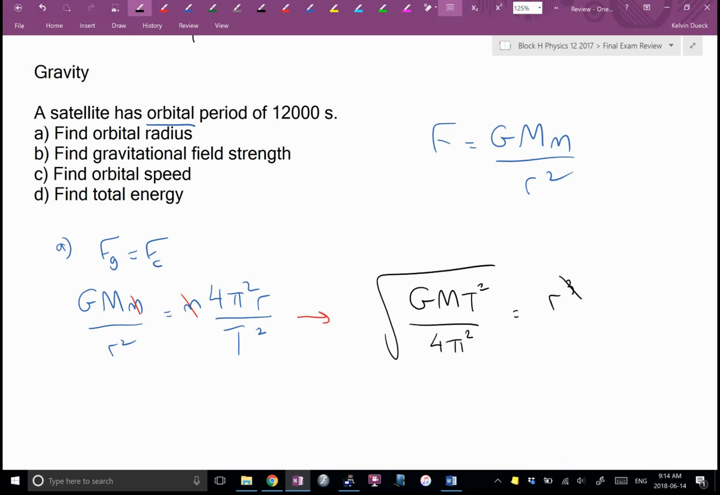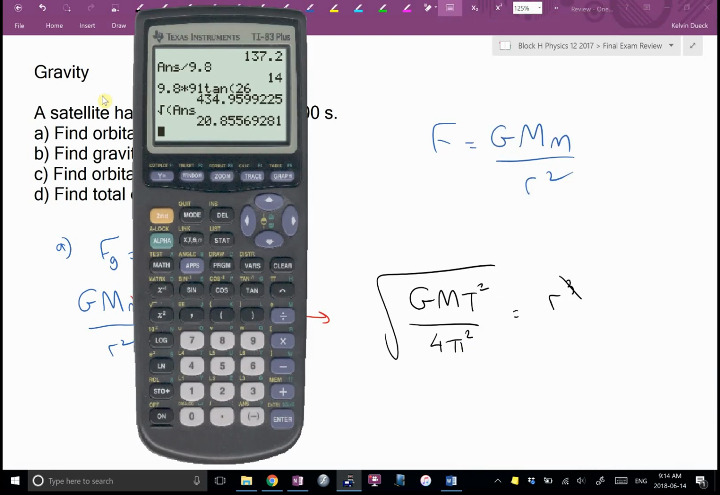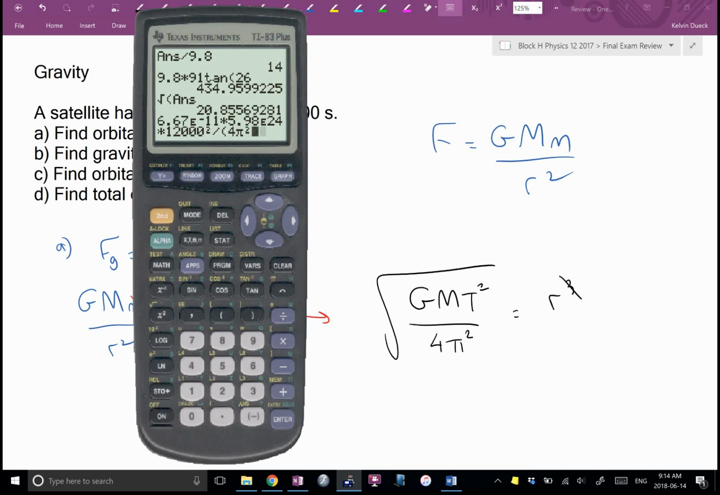So if I go to my calculator, then what was big G? Oh yeah, this was the unit where we were typing like crazy because the constants just weren't convenient. So we had 6.67 times 10 to negative 11 times mass of the Earth was 5.98 times 10 to the 24th times 12,000 squared divided by bracket 4 pi squared. And then I got to cube root that baby. For me, it's math, option number 4, answer button. And I get an orbital radius of that.